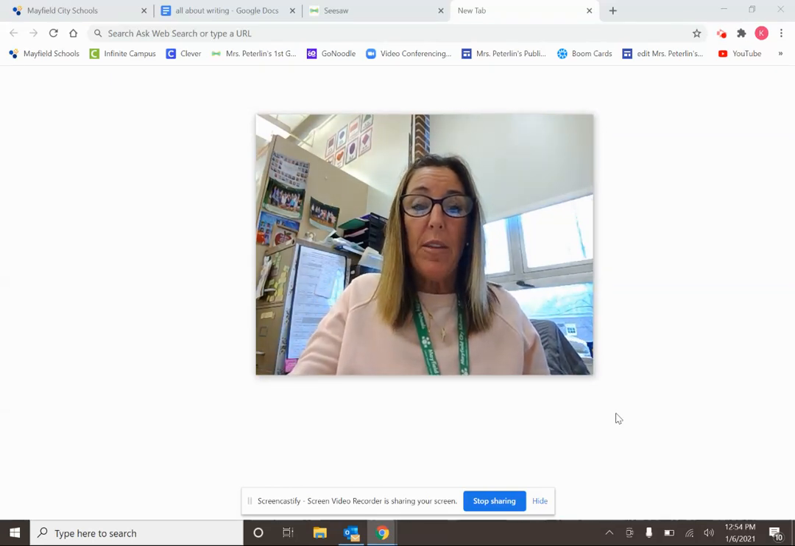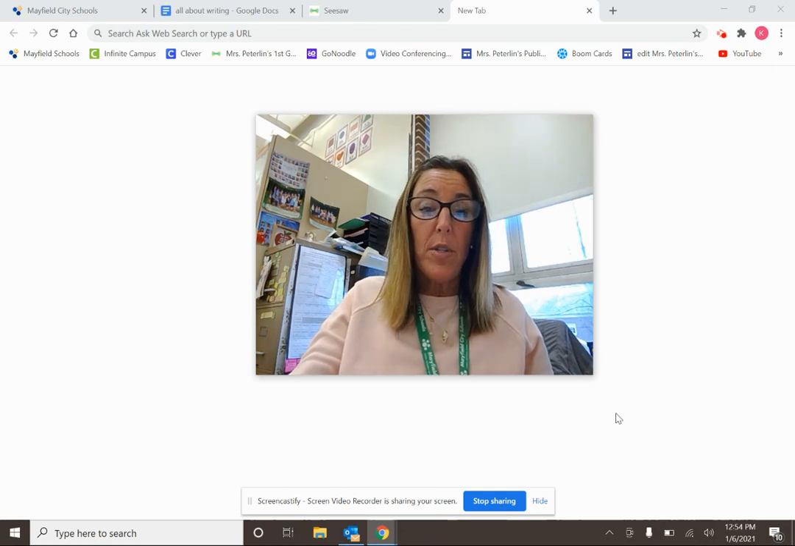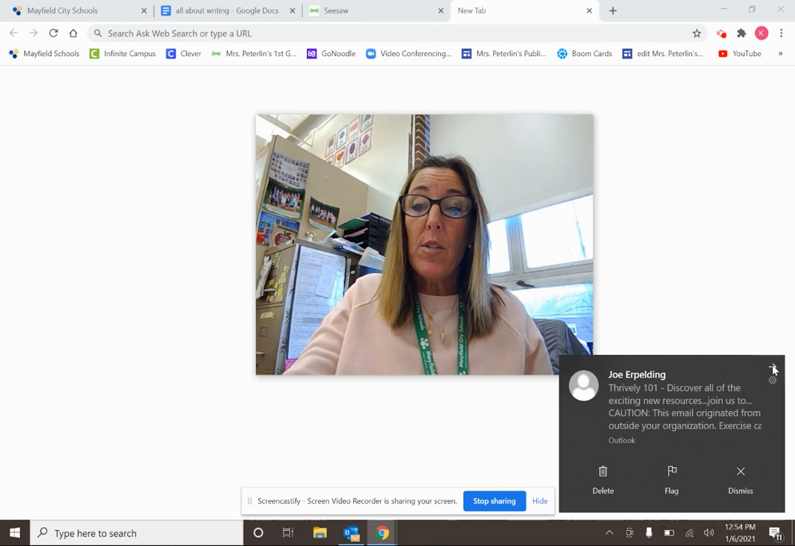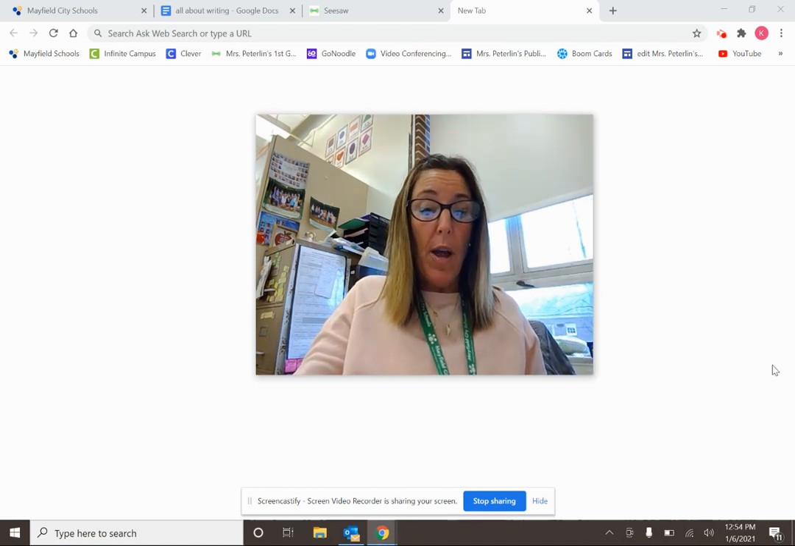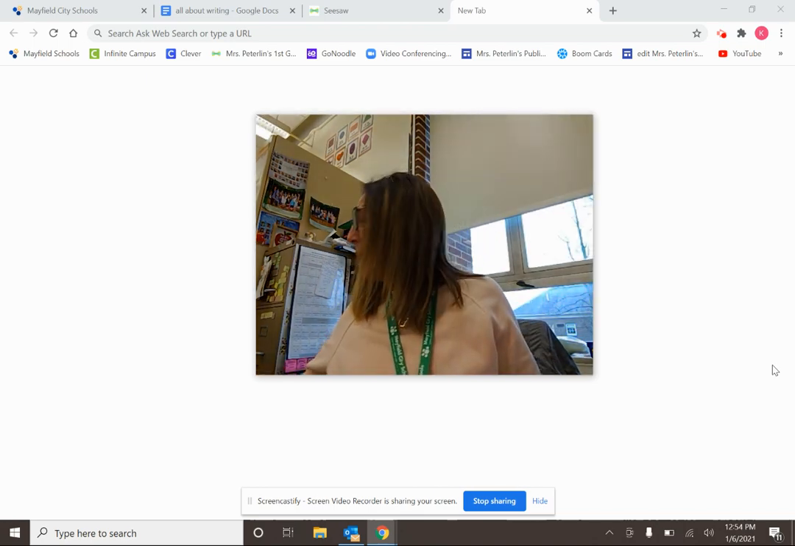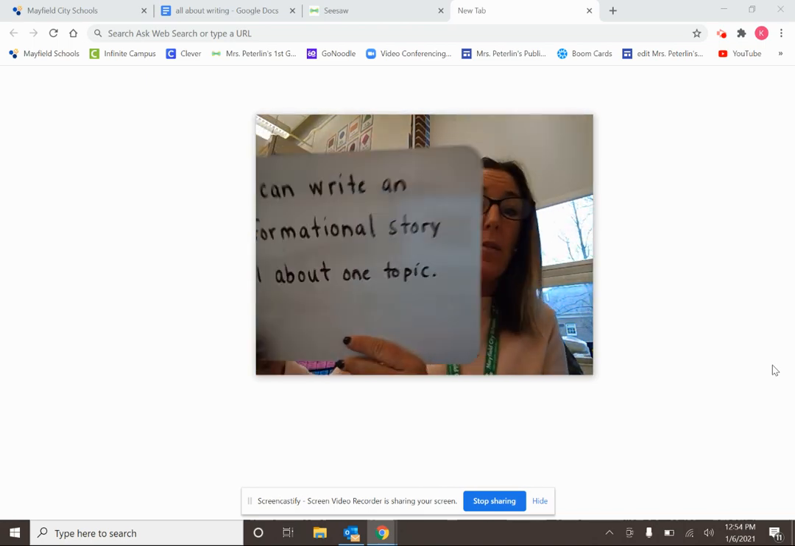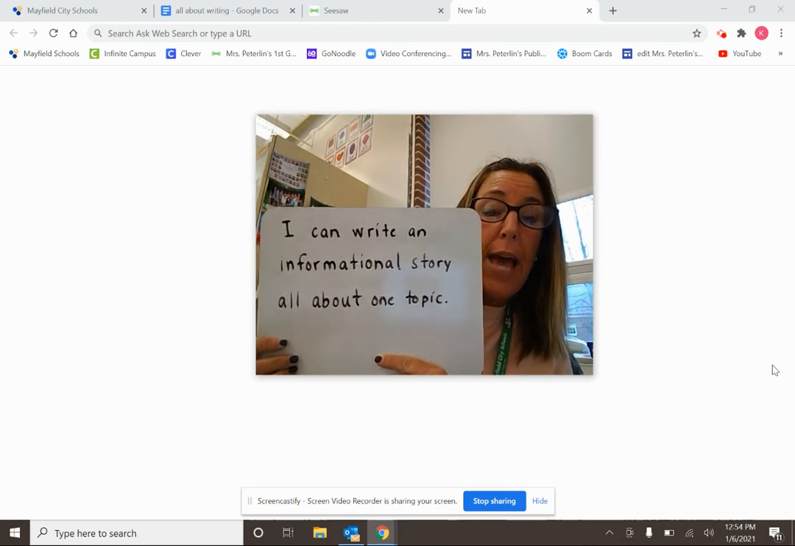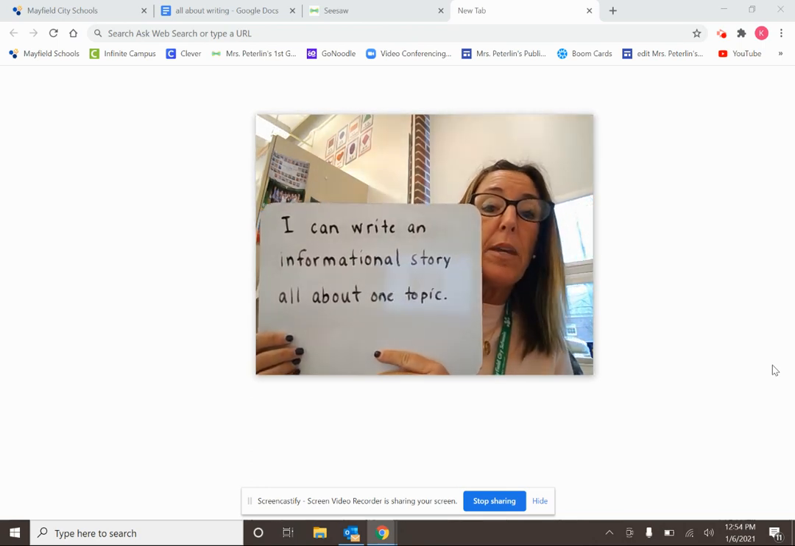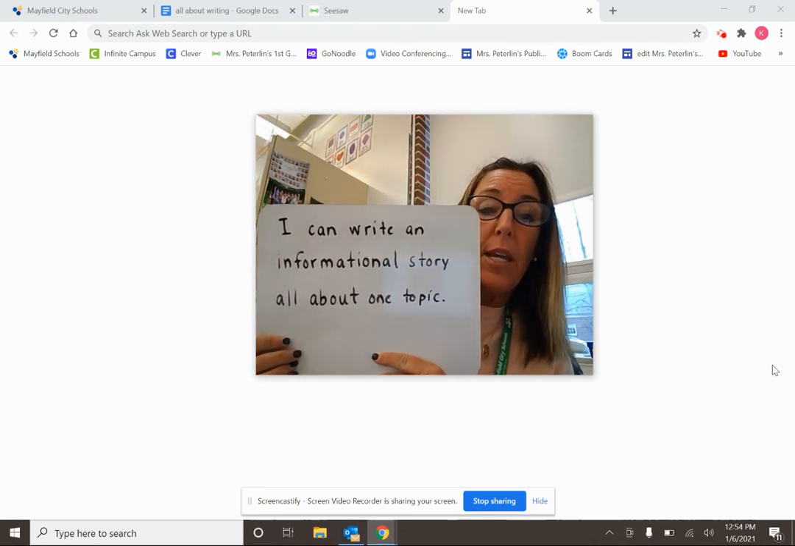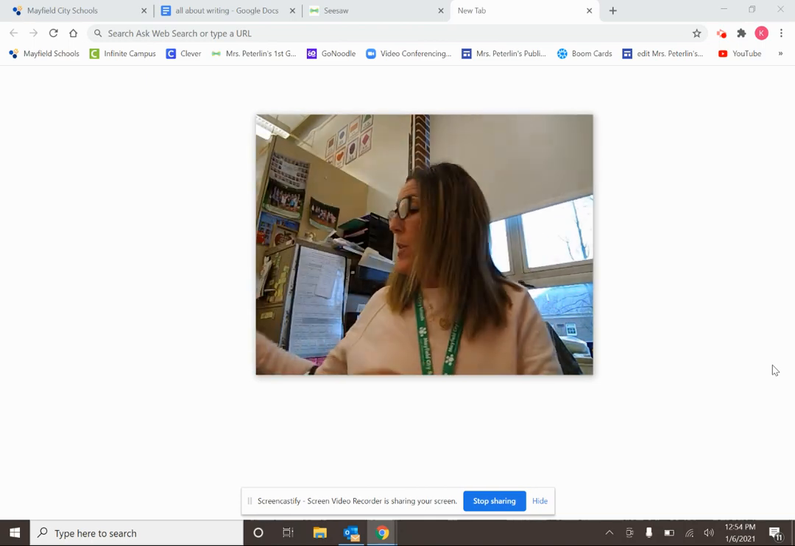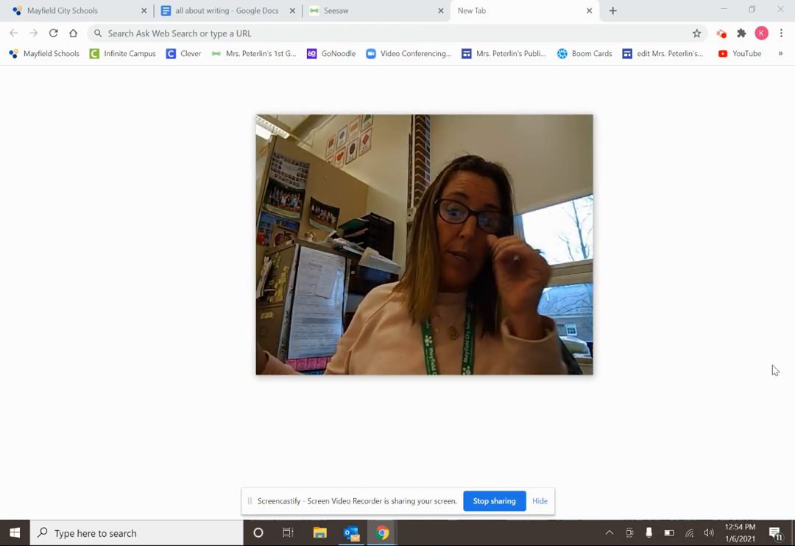Last time we were together, we started our all about stories where we got to pick a topic of our choice. So we are going to start some more writing on our stories today. Let's take a look at our I can statement. I can write an informational story all about one topic. Can you guys read that with me? I can write an informational story all about one topic. And boys and girls, that's what we're going to start doing today.